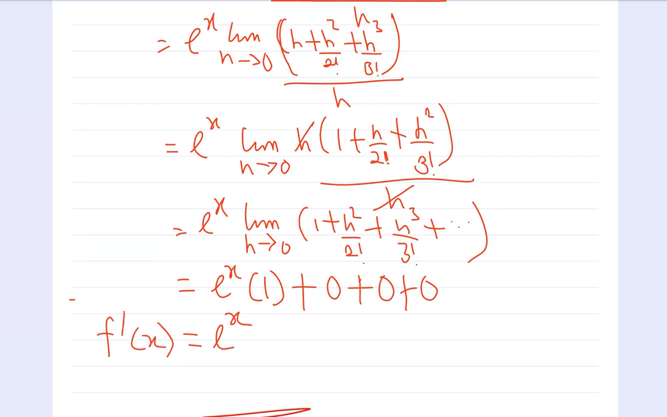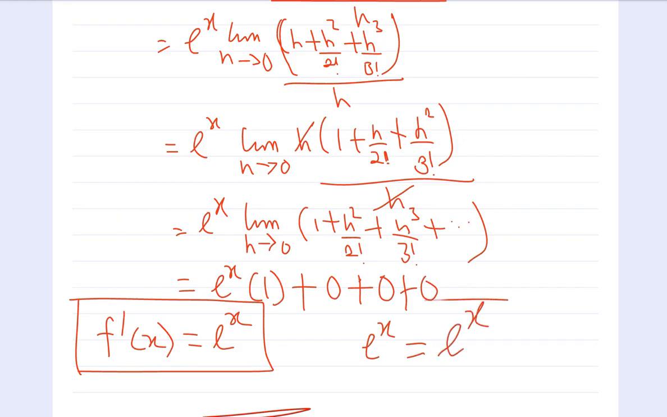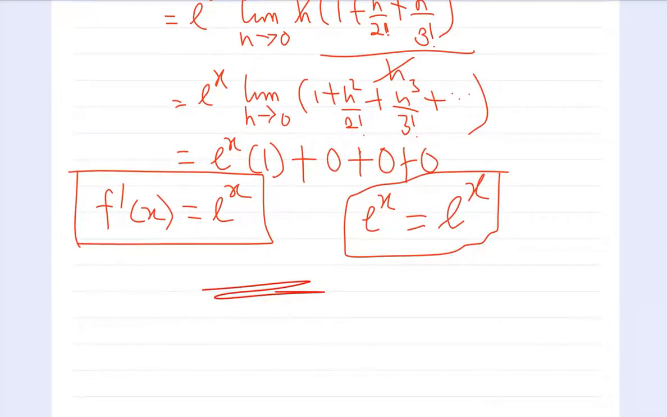So this is the reason why we say that the derivative of exponential x is equal to exponential x. Using the same method, I'm sure you can try this: the reason why the derivative of exponential kx is equal to k exponential kx.